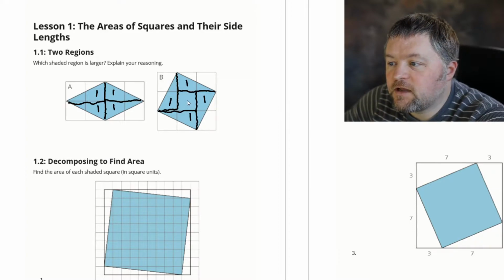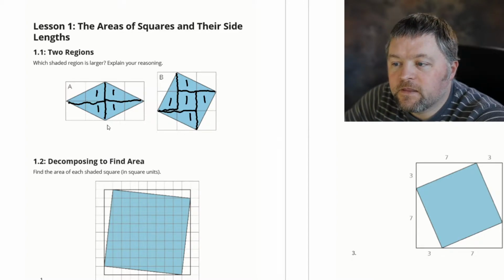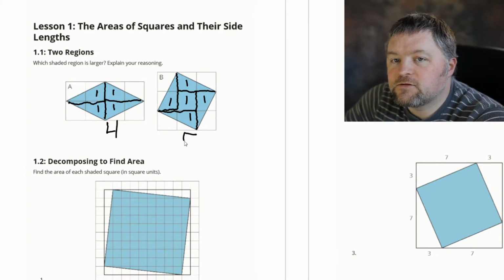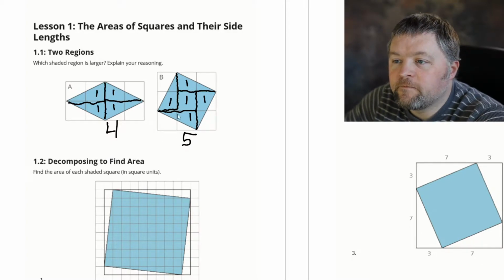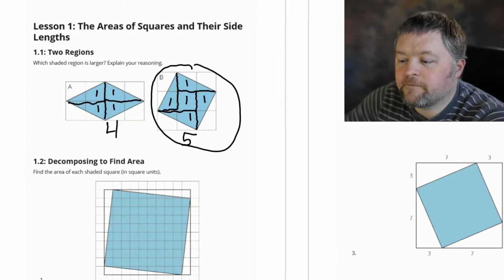Each of those has an area of 1 unit, and one additional in here, which has an area of 1 unit. This has a total area of 4, and this one has a total area of 5. Which shaded region is larger? It has to be B.